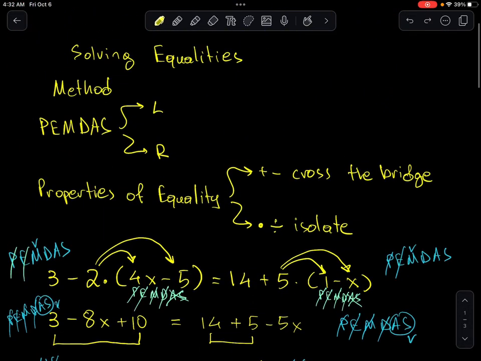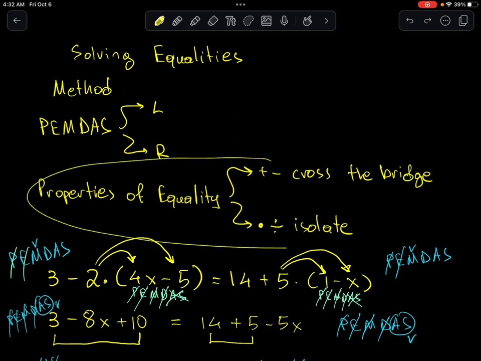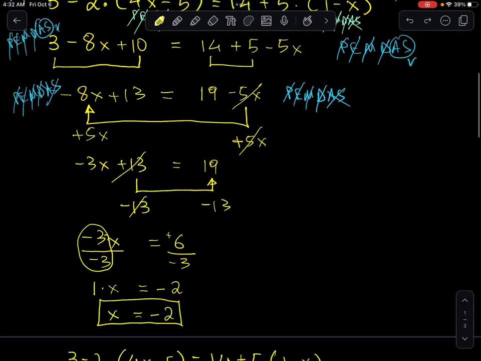We'll apply the same method, but in this case there is only one major step. We only have to do PEMDAS. There is no unknown anymore. After we plug in, there is no x, so there is no need to cross the bridge or isolate, so no properties of equality will apply here. Okay, let's plug it in.